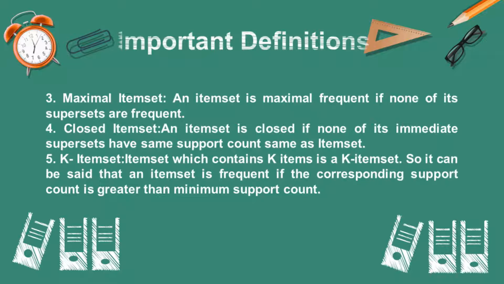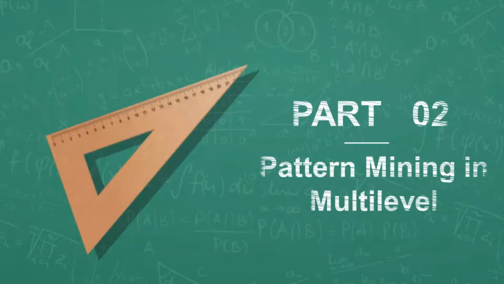Number 5. K item set. An item set which contains K items is a K item set. So it can be said that an item set is frequent if the corresponding support count is greater than the minimum support count. Part 2. Pattern mining in multilevel.